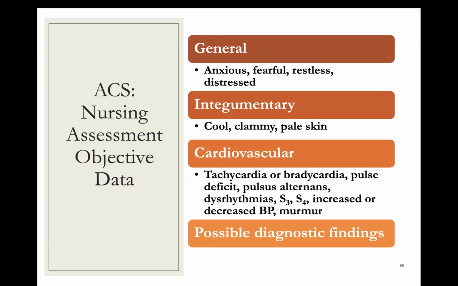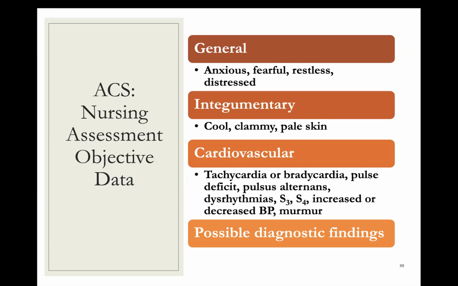For objective data, we want to make note if they're anxious, fearful, restless, or distressed. We want to know what their skin looks like. Is it cool, clammy, pale skin? And then cardiovascular wise, we want to make note if they have tachycardia or bradycardia, if there's a pulse deficit.